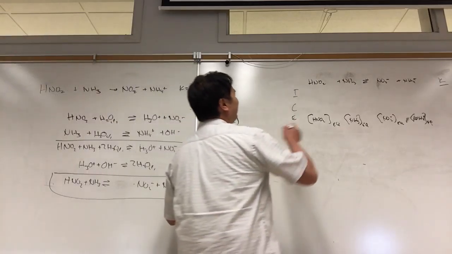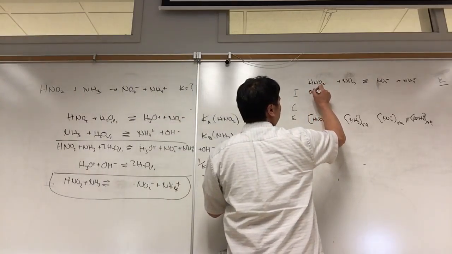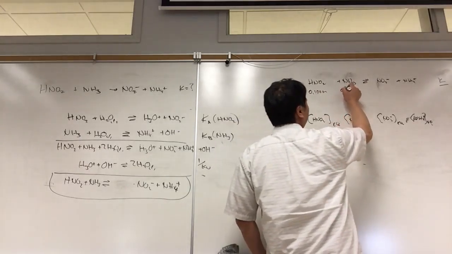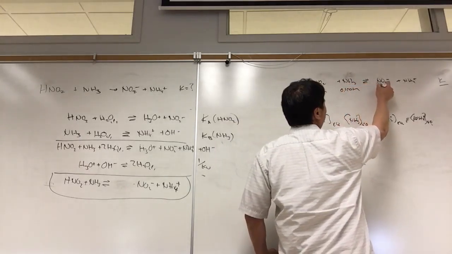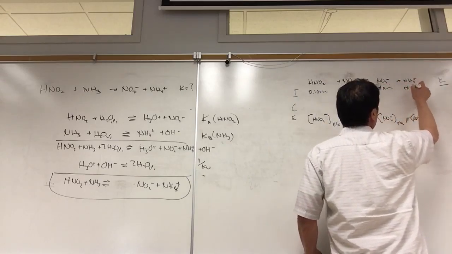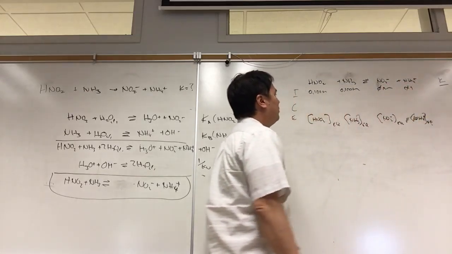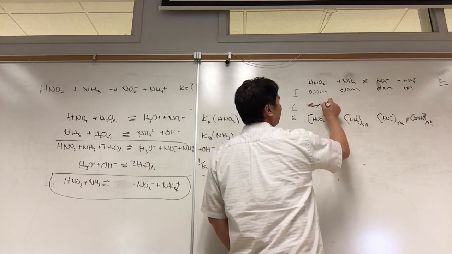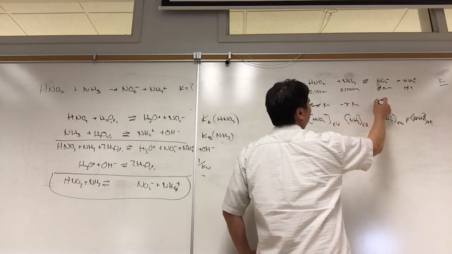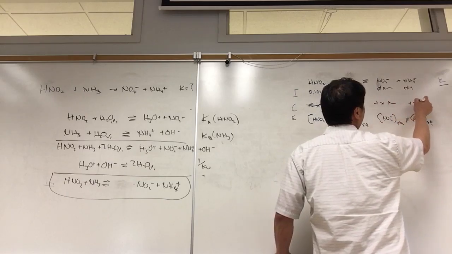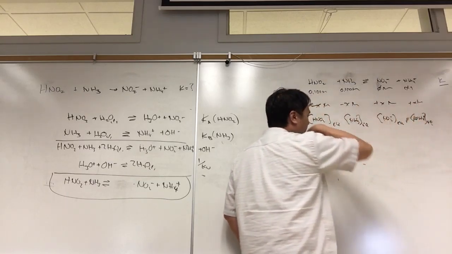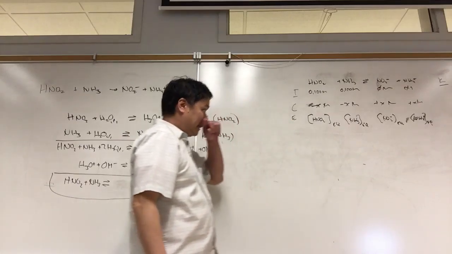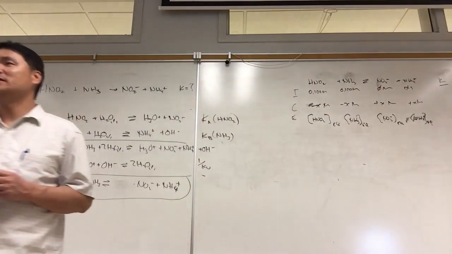Well, then we know that, what was the concentration here, 0.1? This is 0.1. This is 0. This is 0. And then we solve for x. This is minus x, plus x, plus x. We solve for x, and then we can calculate the equilibrium concentrations there.